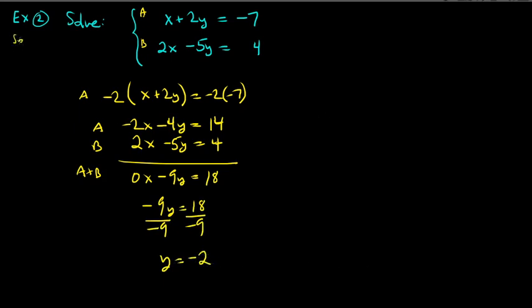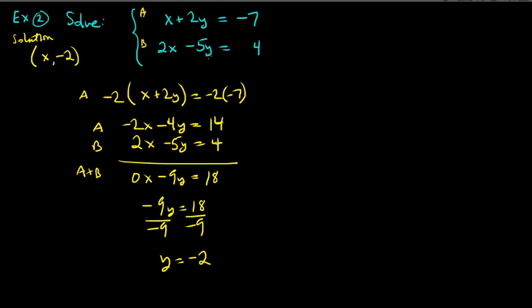Okay, so remember, we're looking for a solution. A solution is not just a number. It's a pair of numbers. It's an x and a y, right? So we have the y. The y is negative 2. Now we have to go back and find x, right? And you know how to do that. Plug in the negative 2 in either equation A or B. Either one will work. Or if you do it both ways, that'll convince you that you have the right answer. It's like checking.